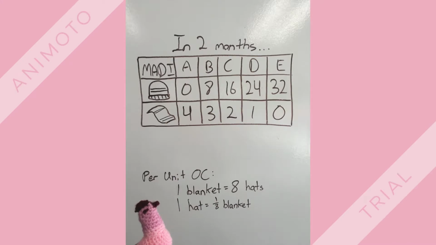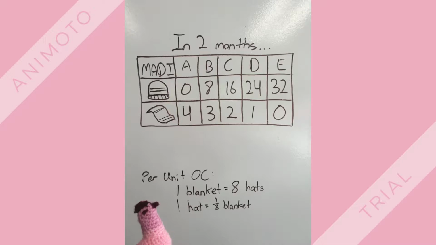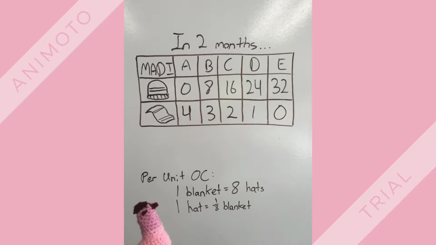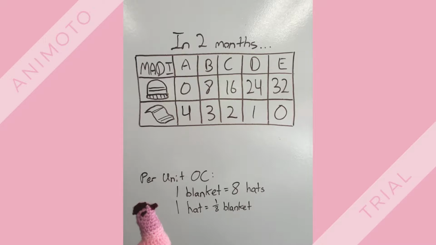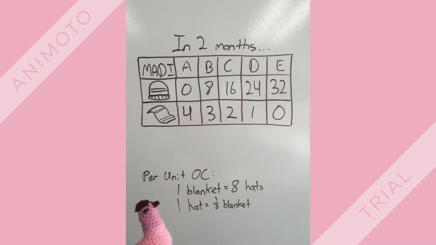The best way to introduce the concept of the circular flow chart is with a chart comparing the production possibilities of two different goods. In 2 months, I am able to crochet 4 blankets and 0 hats. In another 2 months, I am able to crochet 3 blankets and 8 hats, or 2 blankets and 16 hats, 1 blanket and 24 hats, or 0 blankets and 32 hats.